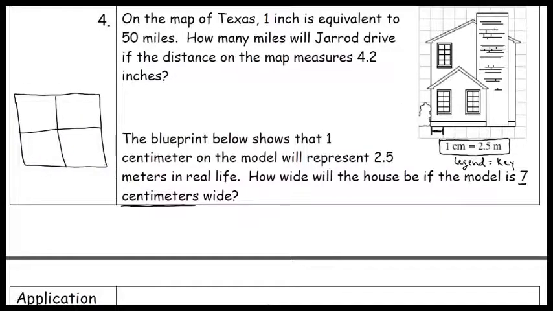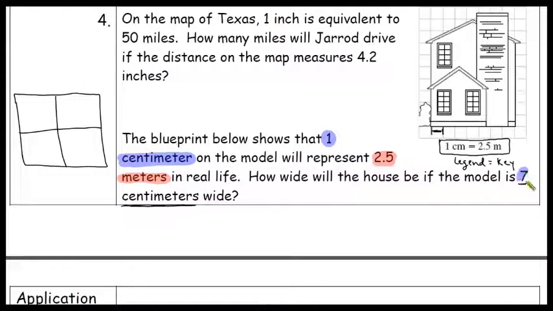Okay, and I'm going to identify my two things that are being compared. Here it says that 1 centimeter is equal to 2.5 meters. So the two things being compared are centimeters and meters. Now I'm going to identify the next thing. How wide will the house be if the model is 7 centimeters?